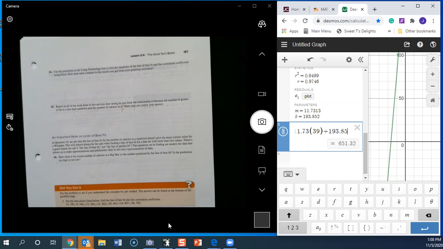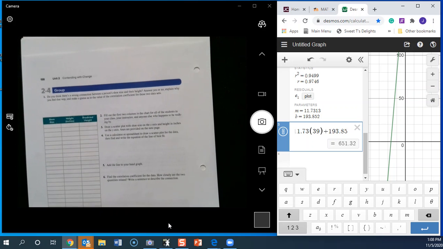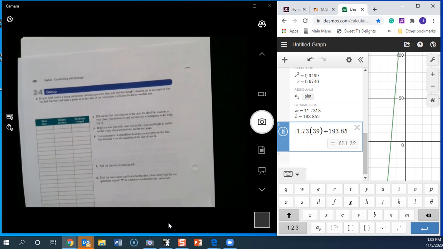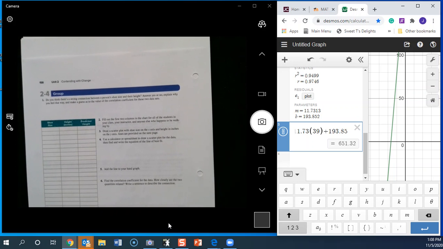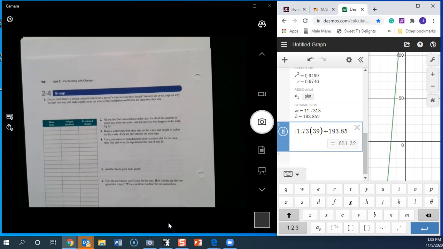But we will go on to page 158. And we'll look at problem number 1. Now we'll discuss problem number 1. It says, do you think there's a strong connection between a person's shoe size and their height? Answer yes or no. Explain why you feel that way and make a guess as to the value of the correlation coefficient for these two data sets.